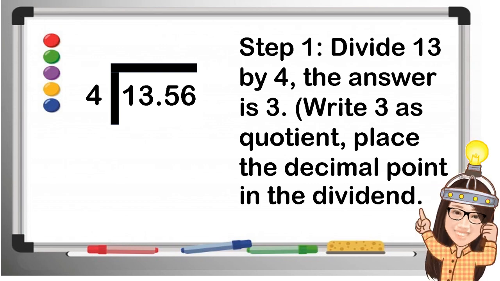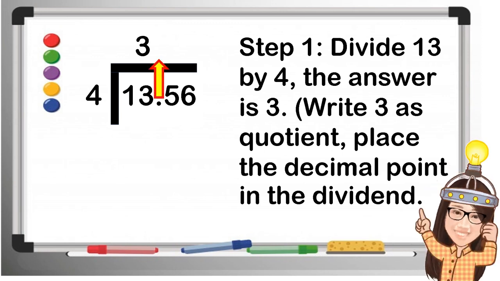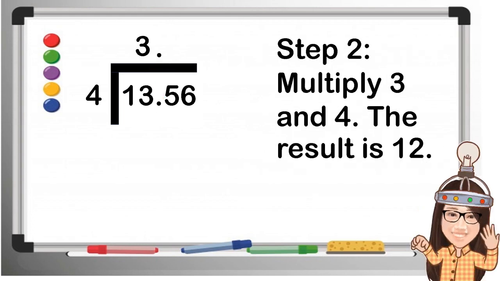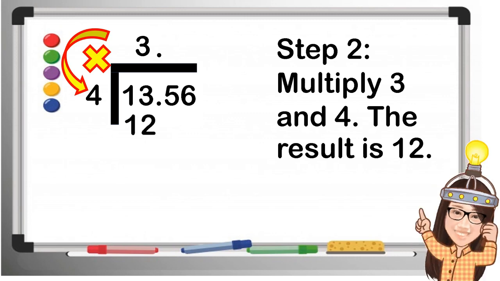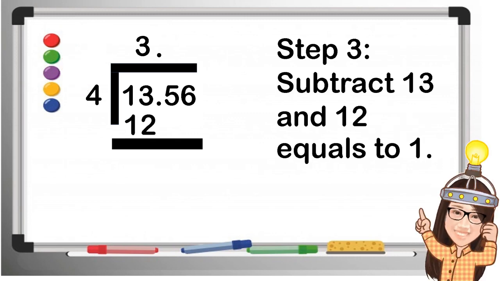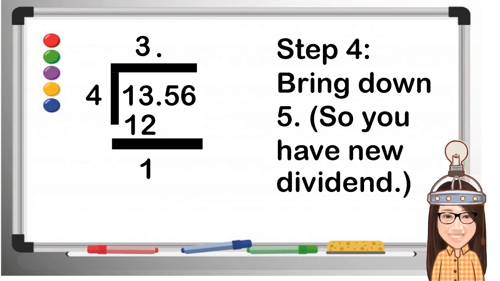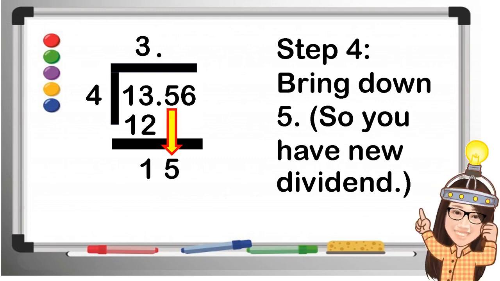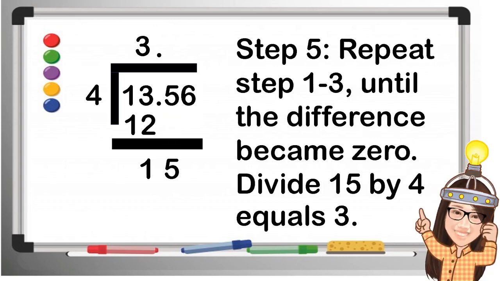Step 1. Divide 13 by 4. The answer is 3. Write 3 as the quotient. Place the decimal point in the dividend. Step 2. Multiply 3 and 4. The result is 12. Step 3. Subtract 13 and 12 equals 1. Step 4. Bring down 5, so you have a new dividend. Step 5. Repeat steps 1 to 3 until the difference becomes 0.